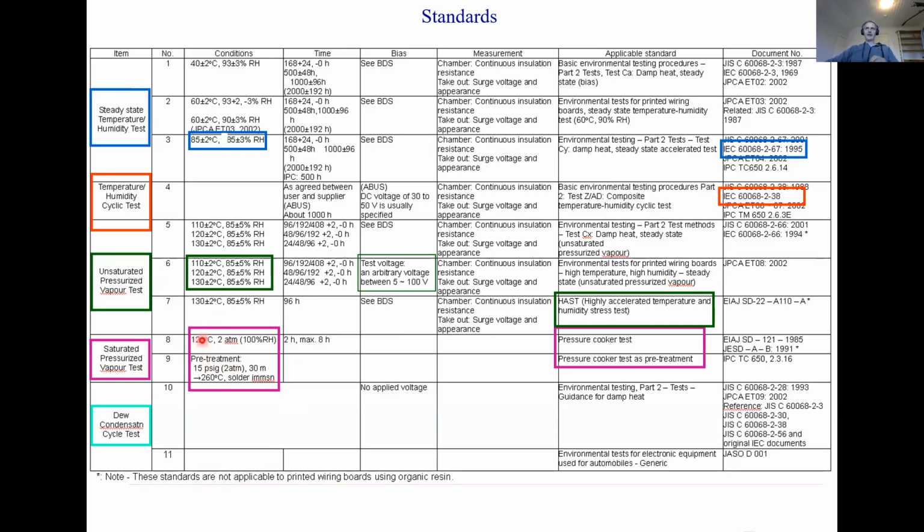And then either today or on Thursday, we will discuss a little bit the difference between these unsaturated and saturated conditions, and why one should use either. But okay, let's start from this one now. So, steady state temperature humidity tests.